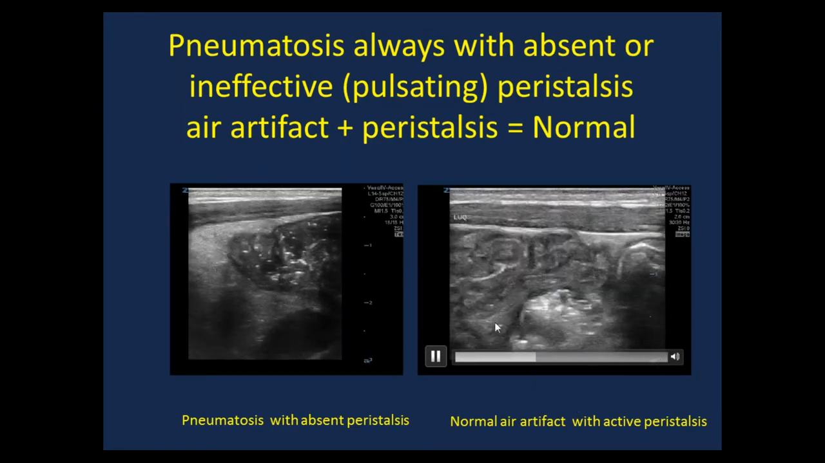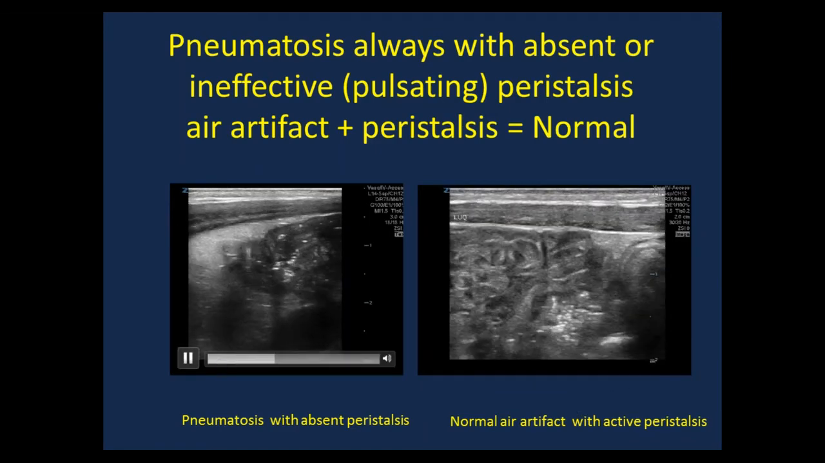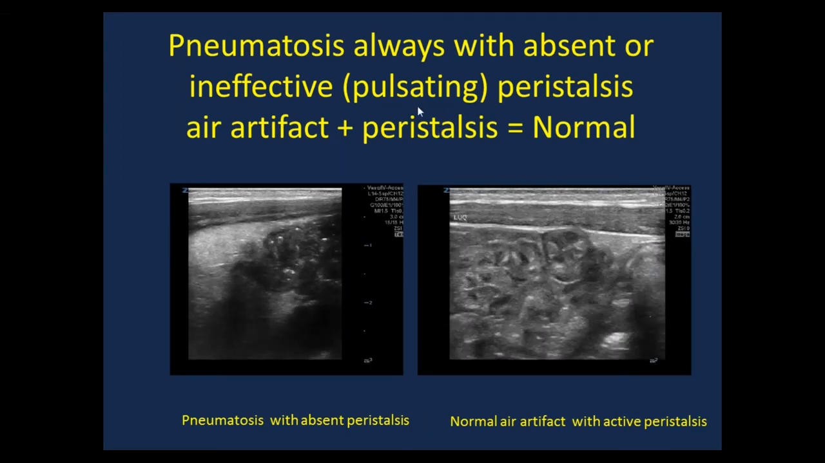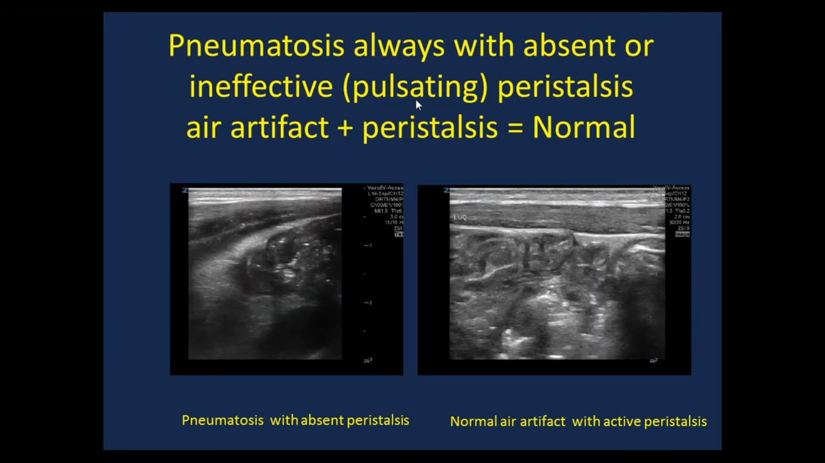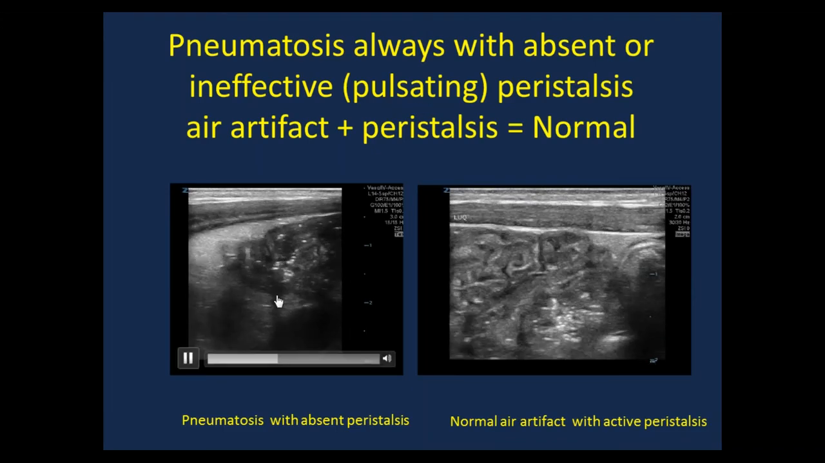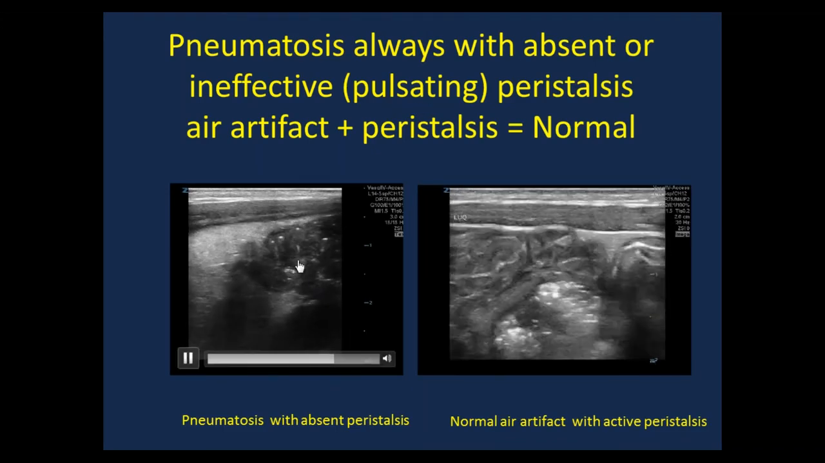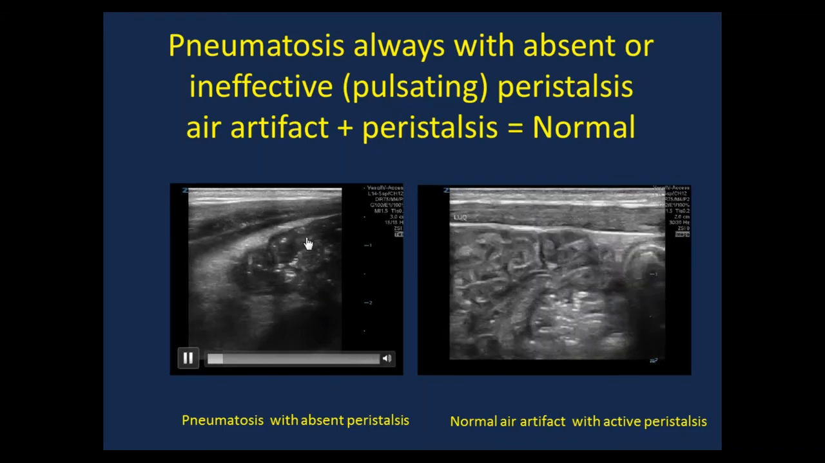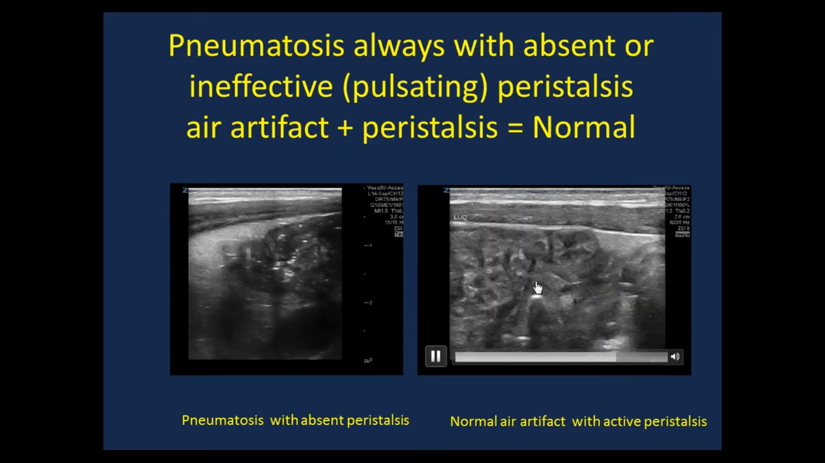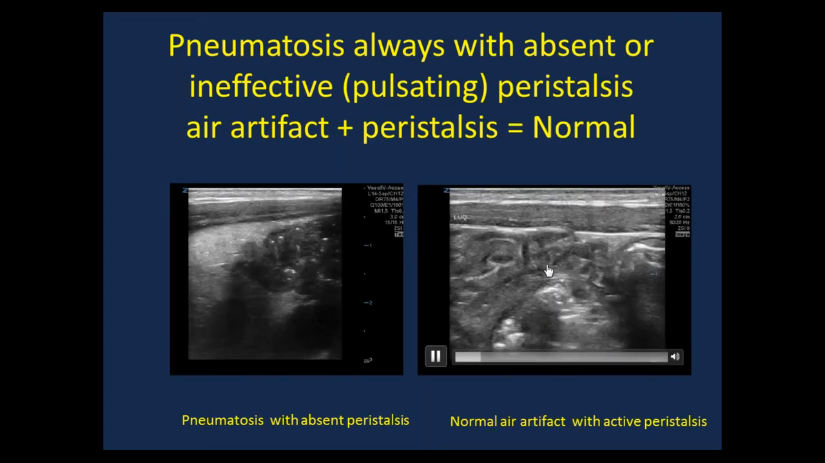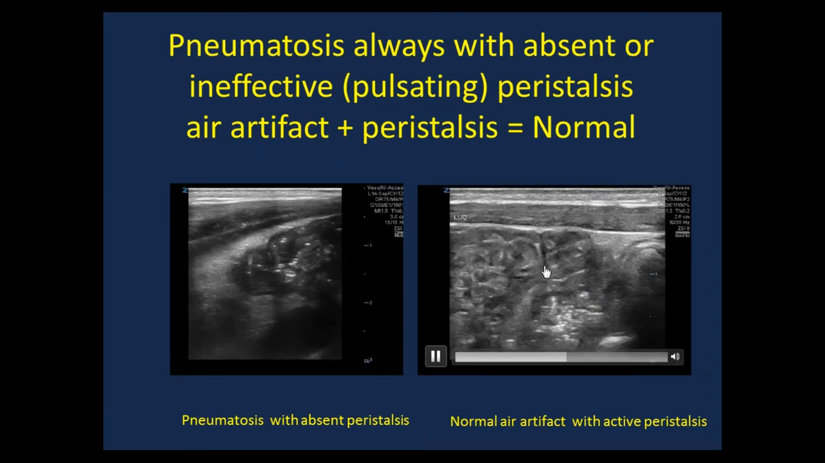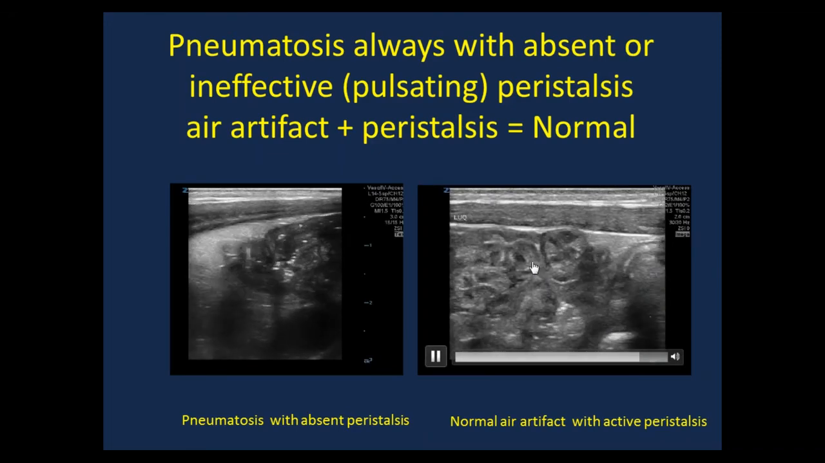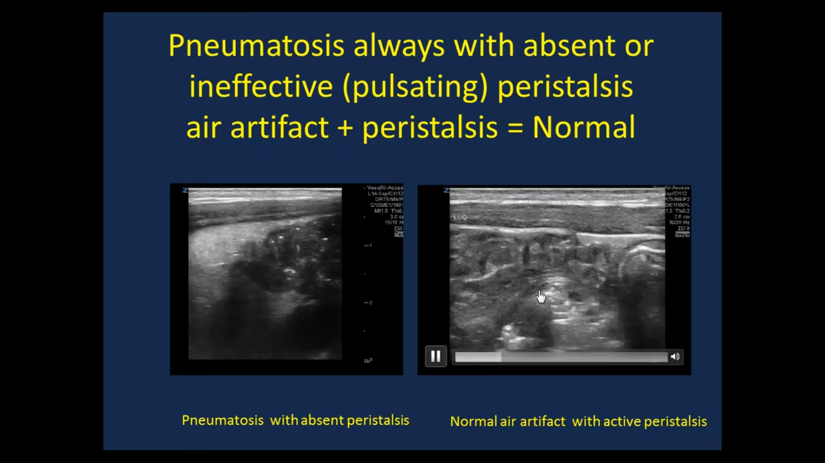And we should not be confused when we have pulsating peristalsis, which is an abnormal kind of peristalsis due to reflected pulsation from the abdominal aorta. So the intestinal pulsation should not be considered as real peristalsis. Peristalsis should be active, and we have to see the bowel loops moving actively, not just pulsating.